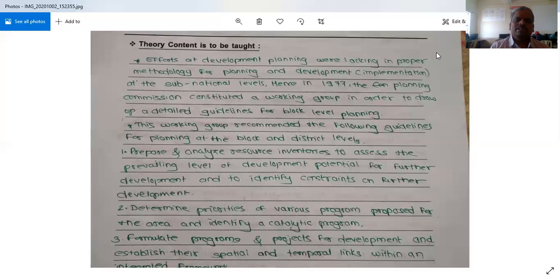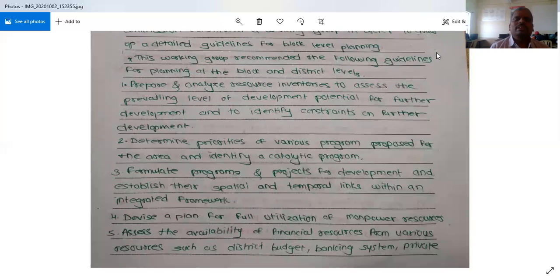The working group recommended the following guidelines. So that commission gave us the following guidelines, which we are going to see one by one.